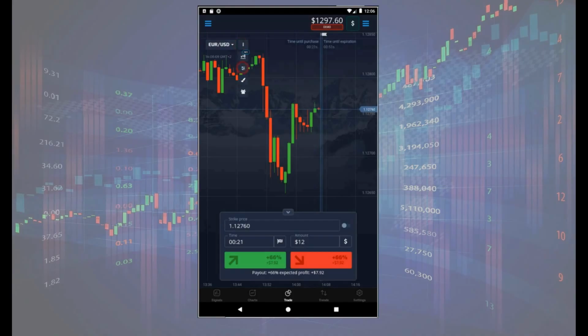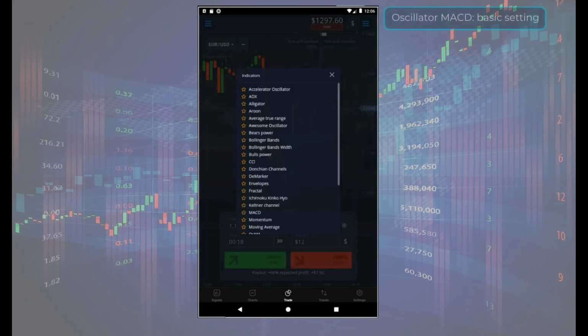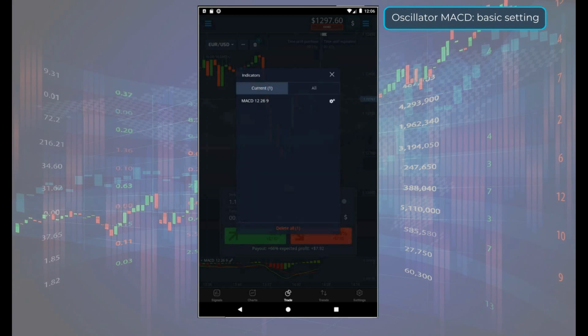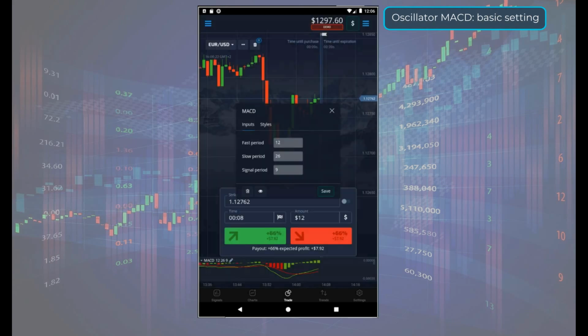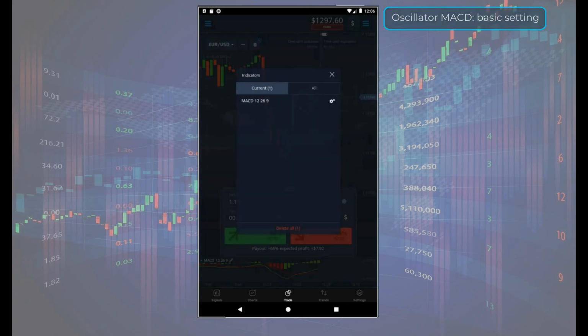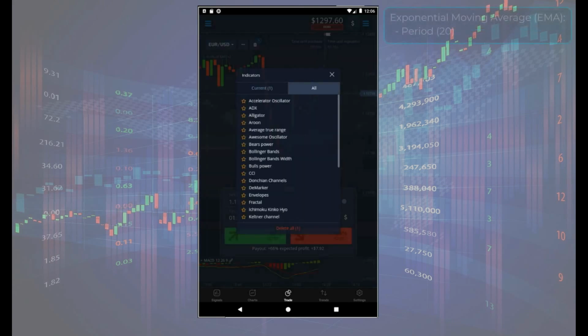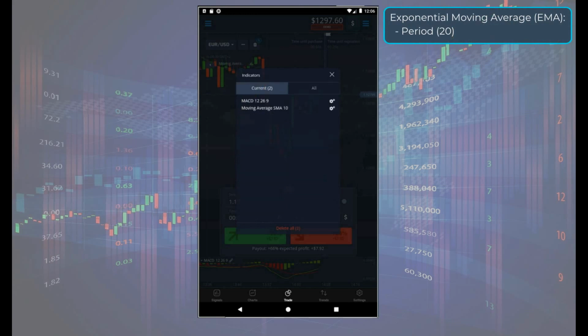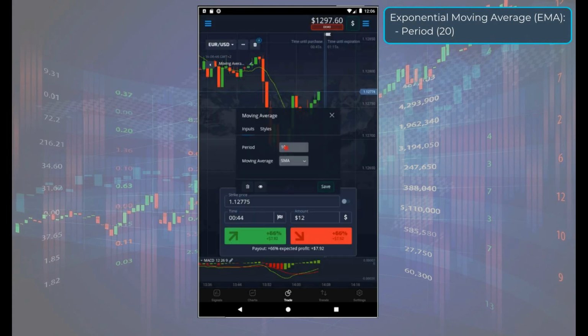The strategy uses two technical indicators. MACD with standard settings. This indicator works both as a trend and as an oscillator instrument, so it will be the final signal to open an option. Two exponential moving averages, EMA, with periods of 20 and 30. Trend indicators by which we determine the opening point of the option.